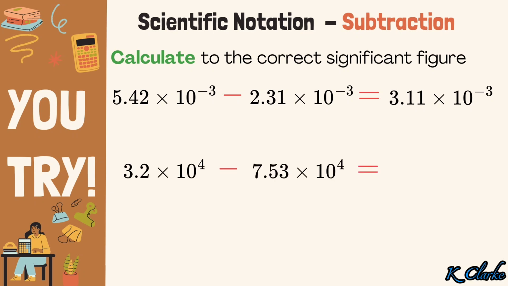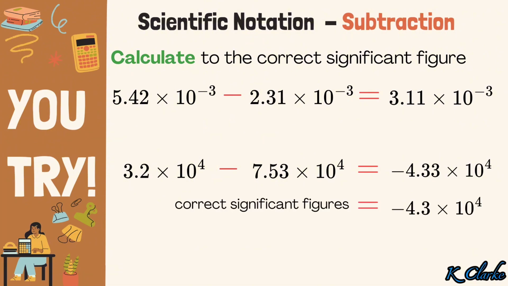Calculate 3.2 times 10 to the power of 4 minus 7.53 times 10 to the power of 4. The answer is negative 4.33 times 10 to the power of 4. The final answer to the correct significant figure is negative 4.3 times 10 to the power of 4.